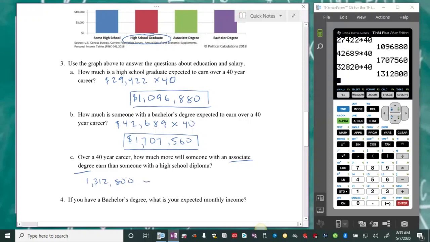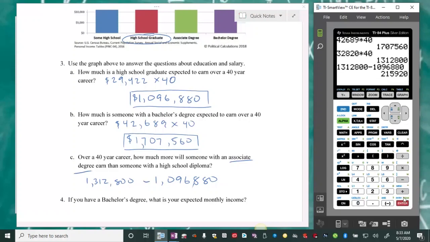And we're going to find the difference between somebody who has a college education, someone who has a high school education. So that's going to be 1,096,880. So we'll just subtract these two. So 1,312,800 minus 1,096,880.